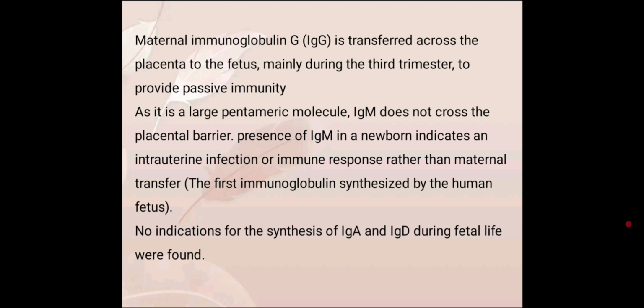The other 4 types of immunoglobulin do not cross the placenta, either due to large size, like IgM, which is a pentameric molecule composed of 5 subunits, so this large size prevents crossing the placenta. Other immunoglobulins do not cross the placenta due to the absence of a receptor that allows passage through the placental barrier. So the presence of immunoglobulin in fetal or neonatal circulation indicates intrauterine infection rather than maternal transfer.